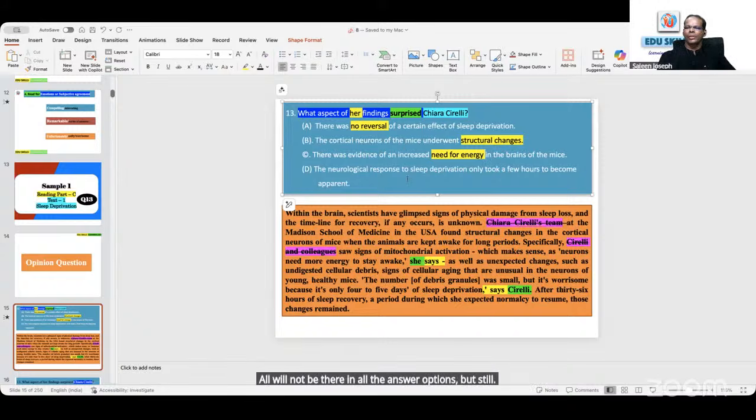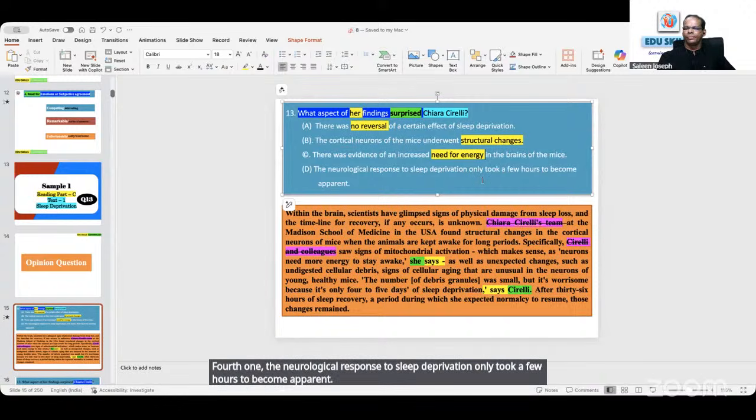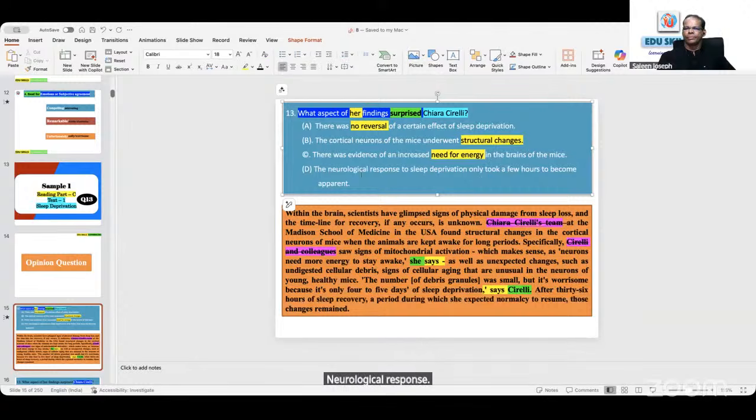Fourth one: the neurological response to sleep deprivation only took a few hours to become apparent. Neurological response. Few hours. Only took. Is there something else there? Yes, "only" is absolute. Only, absolute. What should you do? Eliminate.